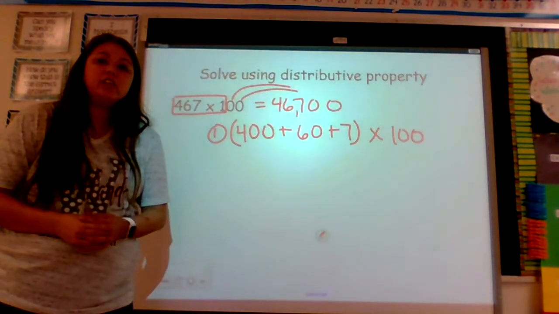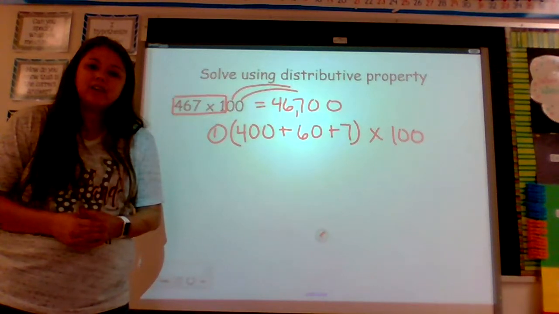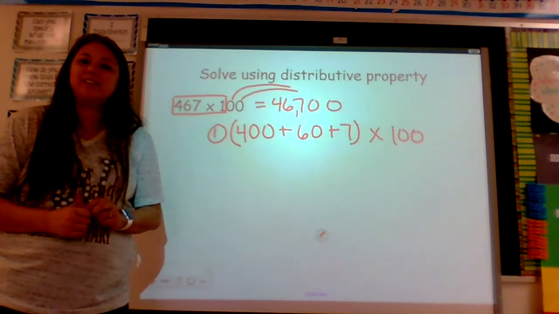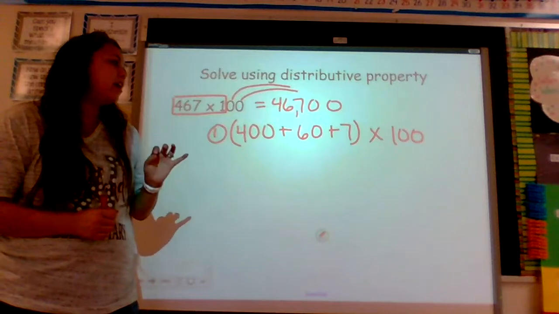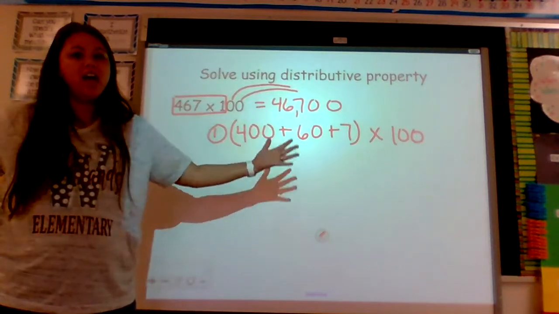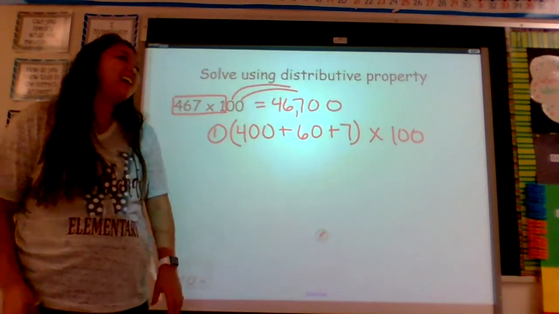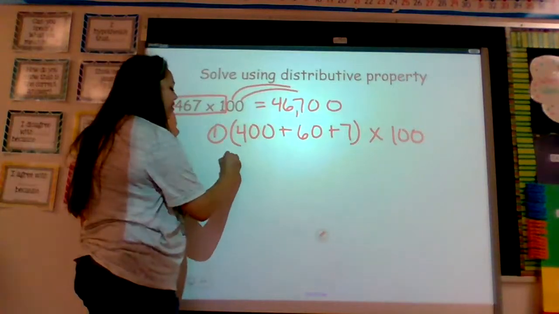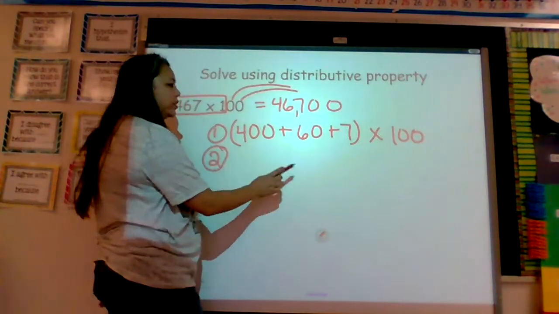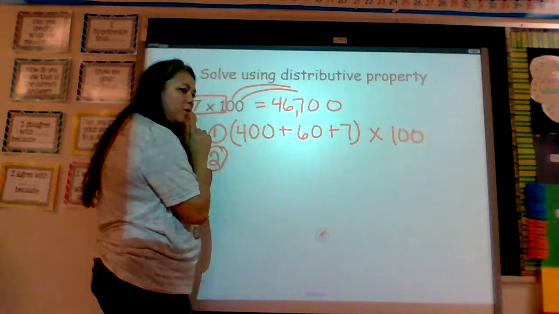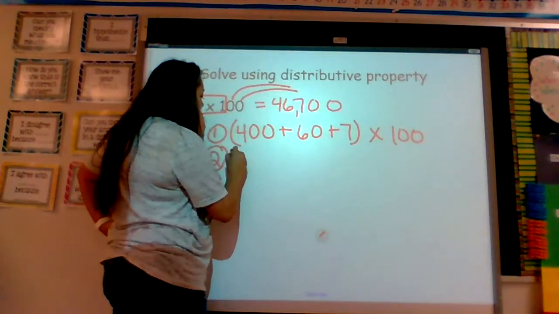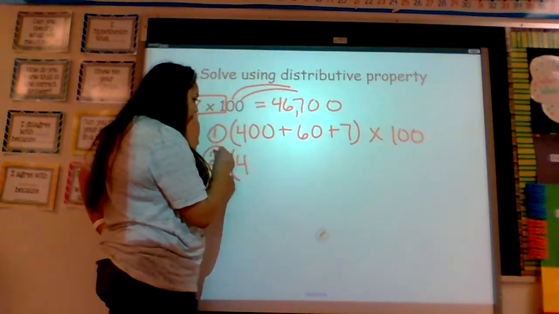Now, what are we going to distribute? I bet you got it. You're right. We're going to distribute that 100. Every number gets 100. Every number. So let's do that. On step 2, we distribute now. Ooh, that's a big word. They say that a lot in like 8th grade.